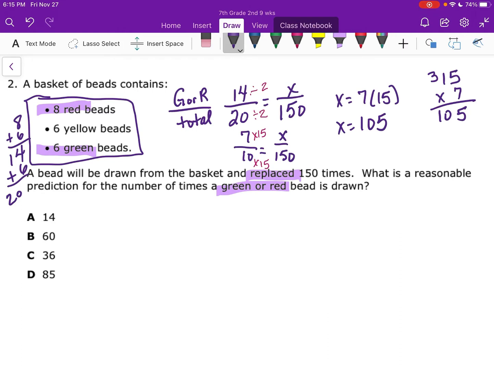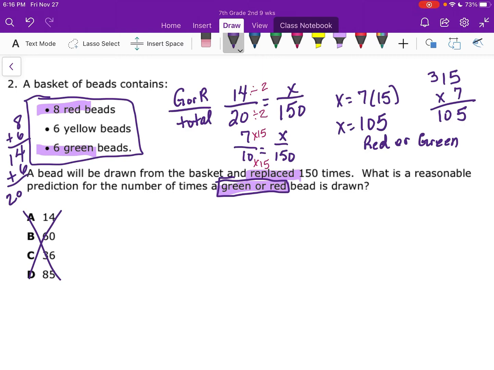So it should be about 105 times, which is not there because I think I changed the question and then didn't change the answers. That figures, Miss Johnson. All right, so we're just going to cross out these answers, and it's going to be 105 times that we can get red or green. Sorry about that, guys. I had rewritten it because sometimes they ask you about if two things happen, and I didn't have a question like that, so I rewrote it, but I forgot to change the answer choices.